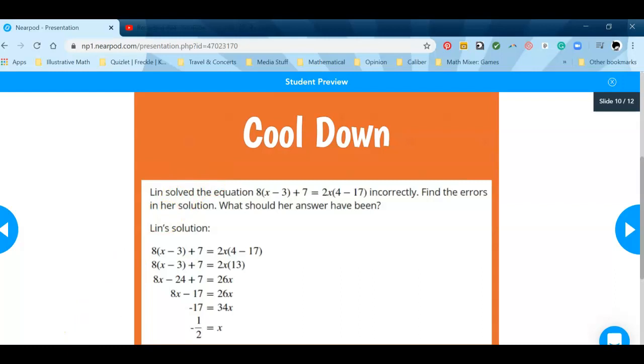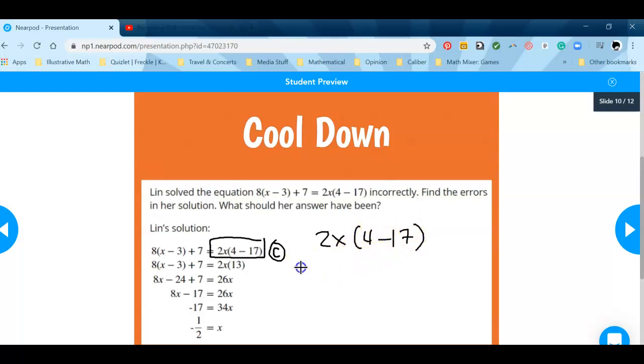So let's go to our tools. So what does she do here? She applies distributive property. So that's letter C. Now she doesn't apply it here, but she does apply it here. Let's take a look at this expression here, 2x, so 2 times the quantity of 4 minus 17.